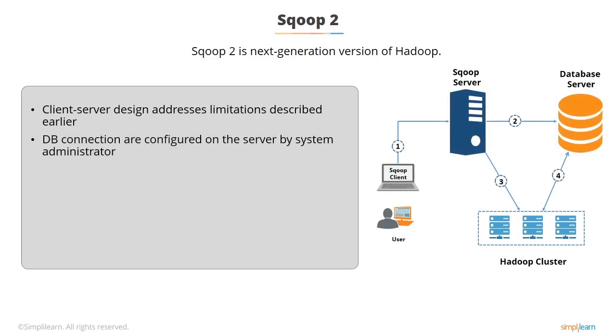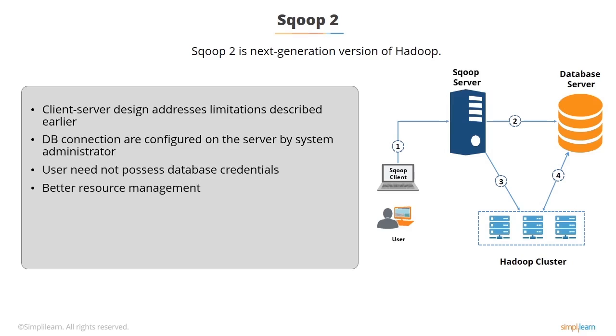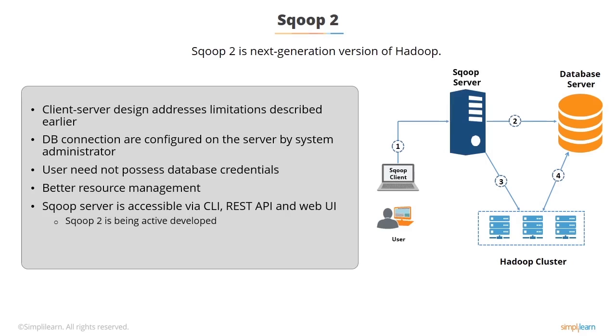DB connections are configured on the server by a system administrator. End users no longer need to possess database credentials. Centralized audit trail. Better resource management. Sqoop server is accessible via CLI, REST API, and Web UI. Sqoop 2 is being actively developed. Currently, Sqoop 2 has fewer supported features than Sqoop.